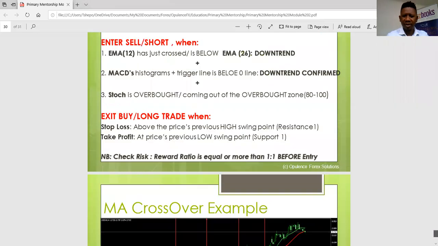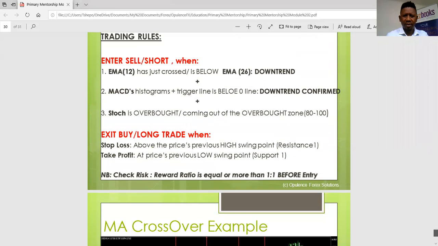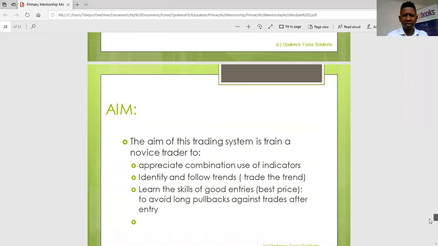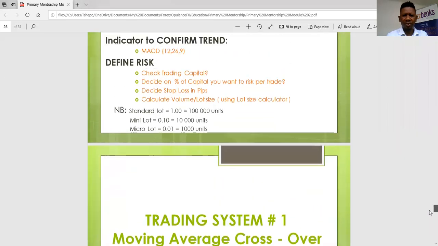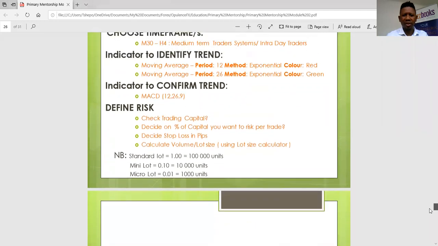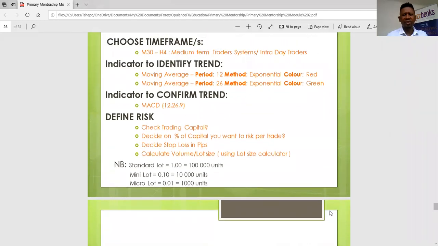That's the last part. Let's go back to this to make sense of it. The lot sizes are calculated using this. What you need to note, please note this: in currency trading, the benchmark is what we call a standard lot, the mini lot, and the micro lot. I will explain this more and more in the classes, but this is going to be something that matters a lot.